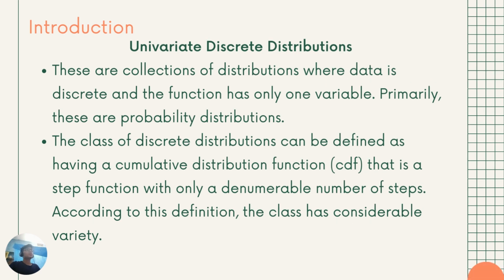So what is a univariate discrete distribution? These are collections of distributions where data is discrete and functions have only one variable. Primarily, these are probability distributions. The class of discrete distributions can be defined as having a cumulative distribution function that is a step function with only a denumerable number of steps. According to the definition, the class has considerable variety.